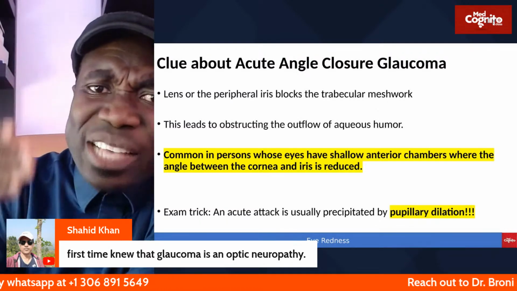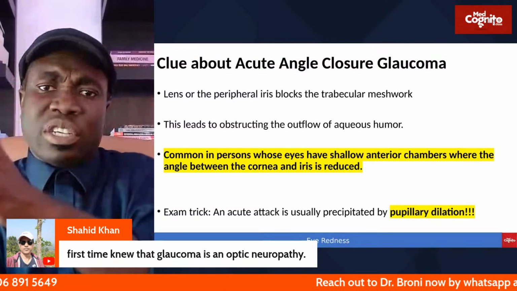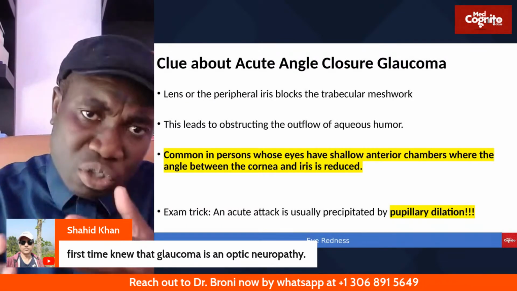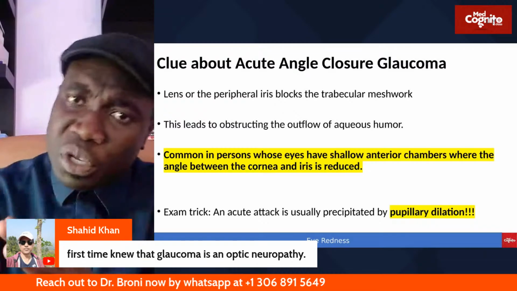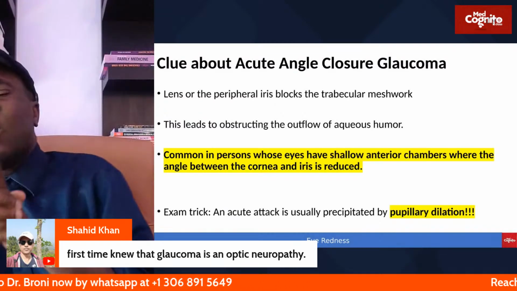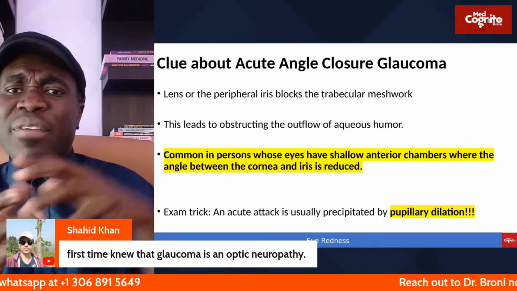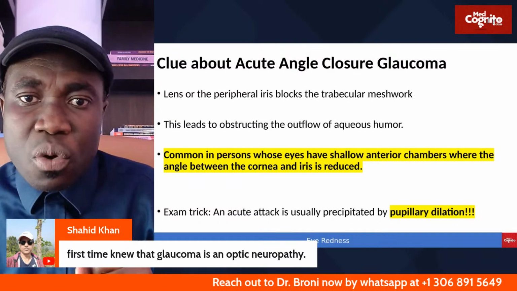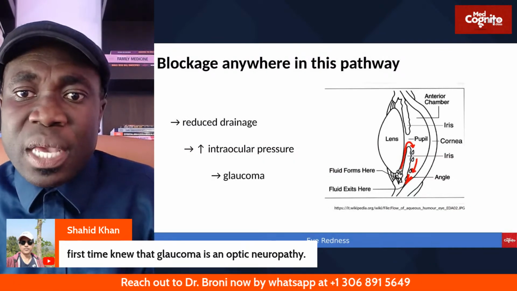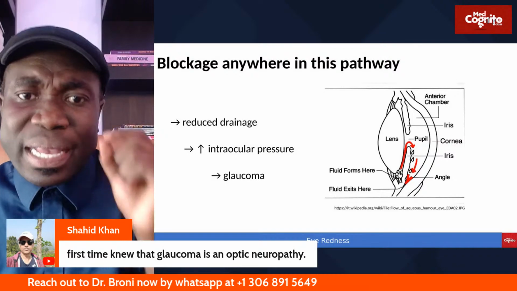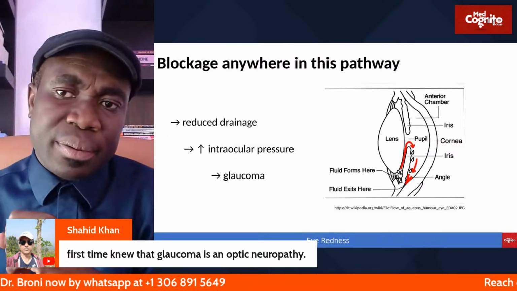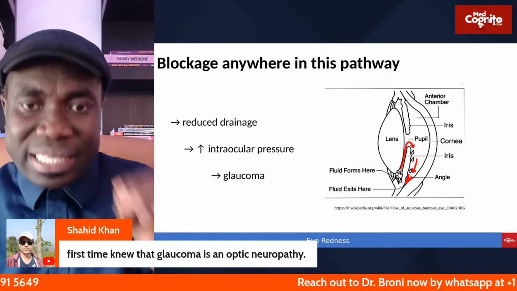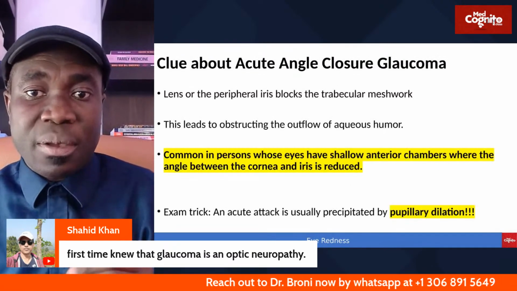So the lens or the peripheral iris can block the trabecular meshwork. That's number one. And this leads to obstruction of the outflow of the aqueous humor, which we talked about. Usually this is common in people who have a shallow anterior chamber. Let me go back to the picture. It can happen in people who have a shallow anterior chamber, and that is what can lead to some of these big problems.